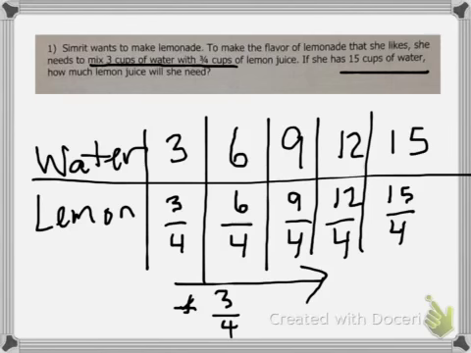My last step, I want to turn this improper fraction to a mixed number. 4 can go into 15 3 times, and the remainder is going to be 3. It goes in the numerator, 4 is our denominator. So our final solution, we're going to need 3 3/4 cups of lemon juice to make the lemonade.